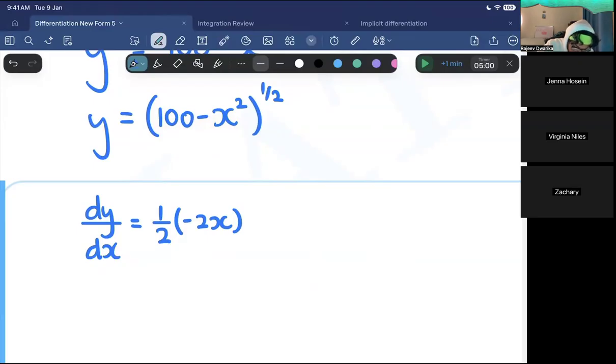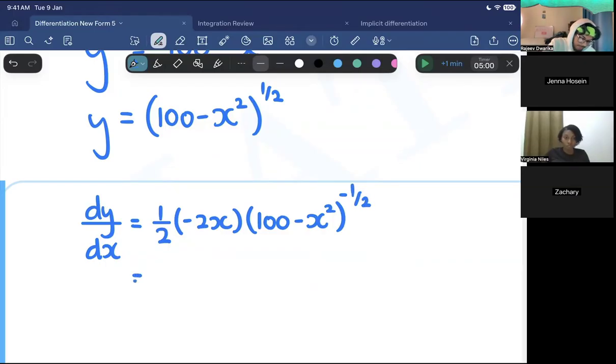Now we write the inner function, which is 100 minus x squared, and then minus 1 from the power. A half minus 1 gives you negative a half. And a half of negative 2x is just negative x, so you end up with negative x times 100 minus x squared to the power negative a half.